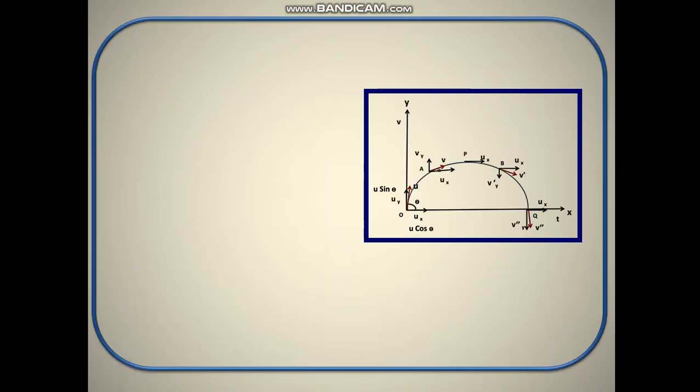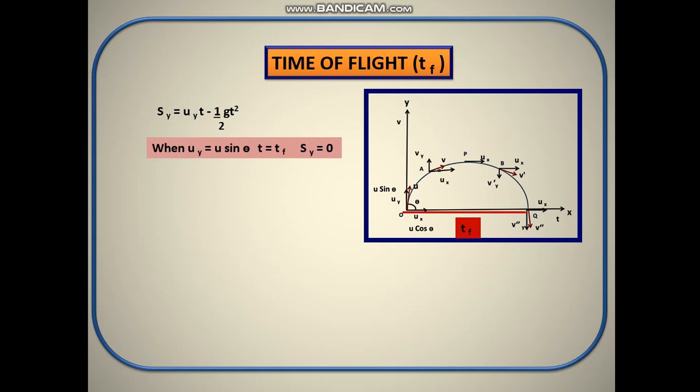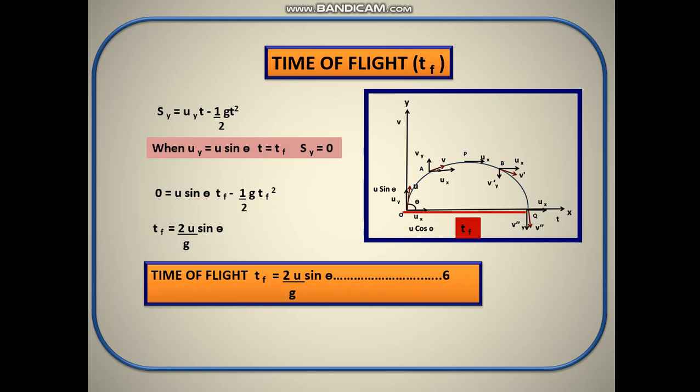Now let us take the diagram again and find the time of flight, TF, the total time. So we take the Sy equation, the displacement along the y direction. Sy is equal to Uy t minus half g t square. We know that Uy is u sine theta, t is equal to TF. So Sy is equal to 0 at point Q. So you have 0 is equal to u sine theta TF minus half g TF square. So TF is equal to 2u sine theta upon g. The time of flight TF is equal to 2u sine theta upon g.